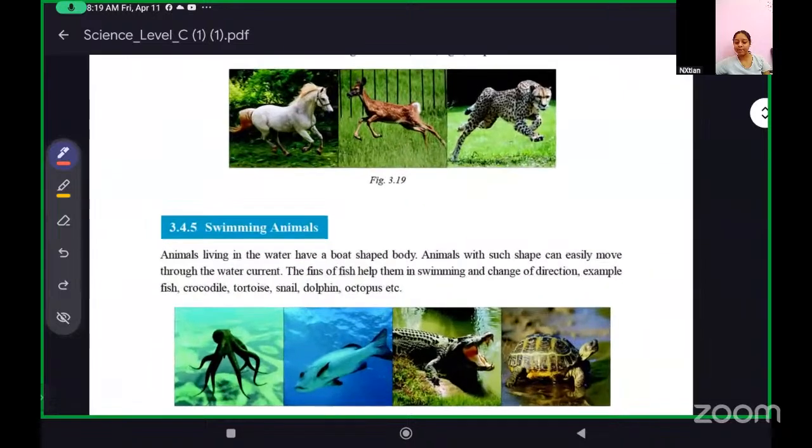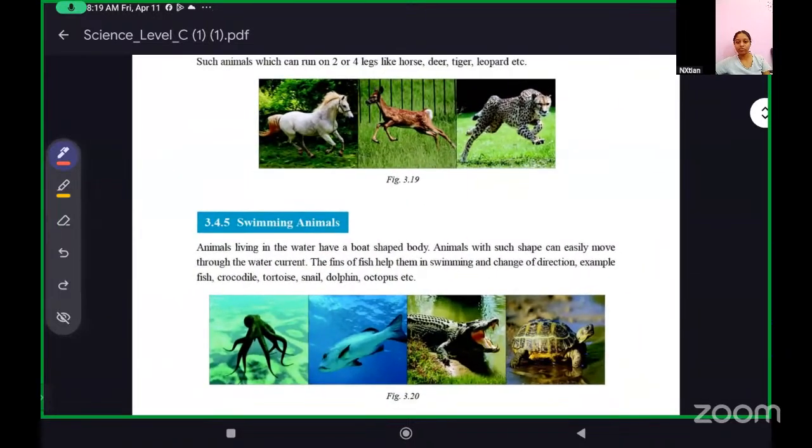But tortoises don't swim, kind of. No, they do. The one they showed in the picture.